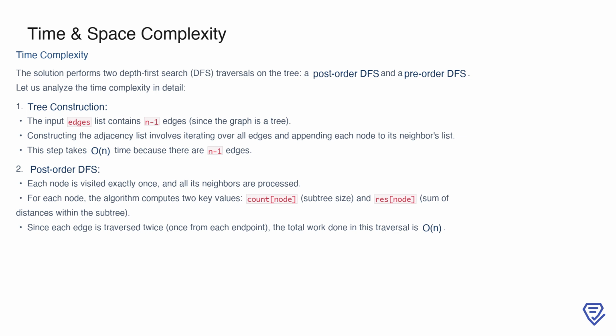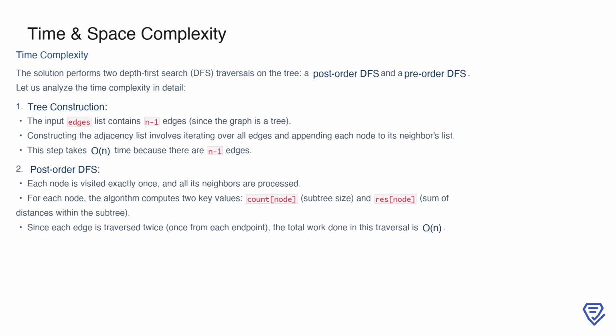In this problem, the time complexity of the solution is primarily determined by the operations performed during 3 main phases: tree construction, post-order depth-first search, and pre-order depth-first search. First, constructing the adjacency list involves iterating through the input edges. Since the tree has n nodes and n-1 edges, this step takes O(n) time.